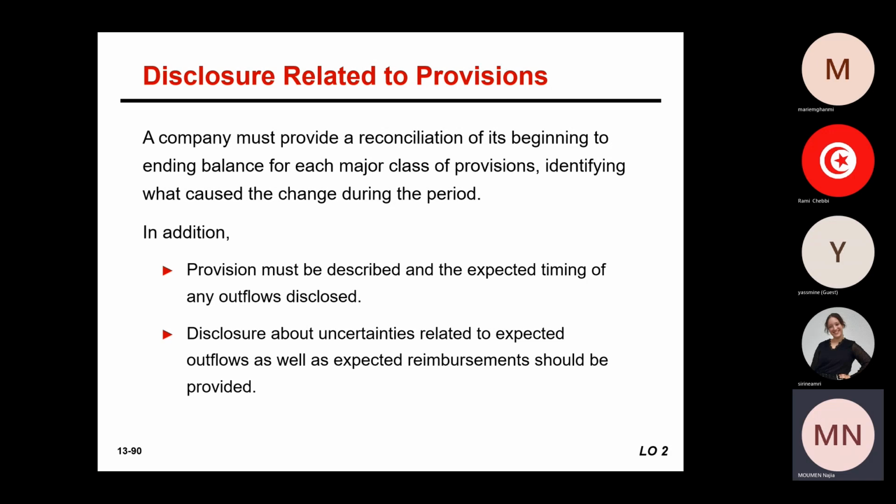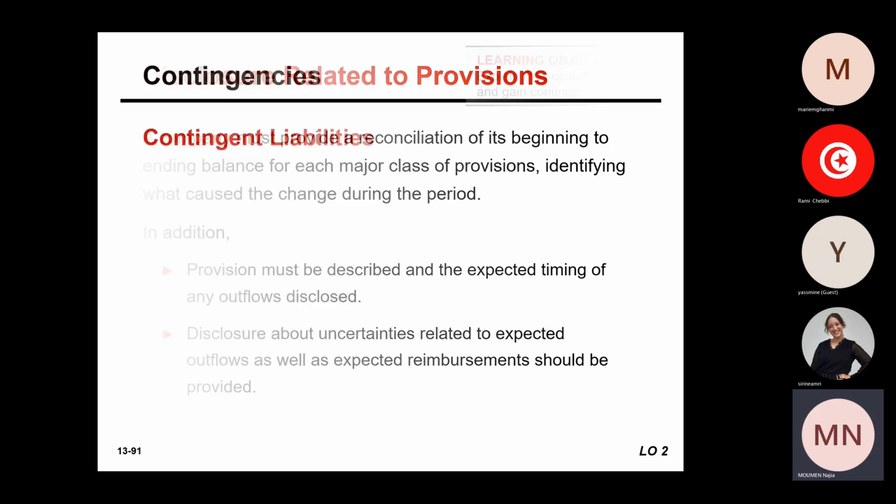Disclosure about uncertainties related to expected outflows. When we're talking about expected amounts, expected reimbursement should also be provided. Even though we are just making these journal entries, in addition to those journal entries we should also provide additional disclosure in the notes regarding the description of expected timing, expected outflows, and any reimbursement that should be provided, etc. Okay.